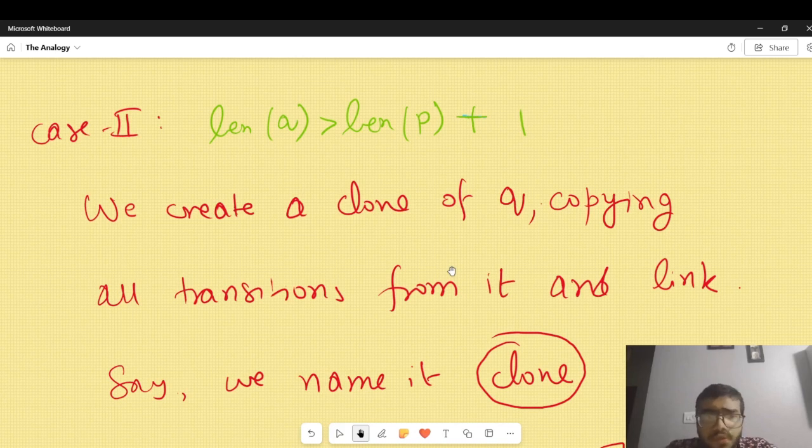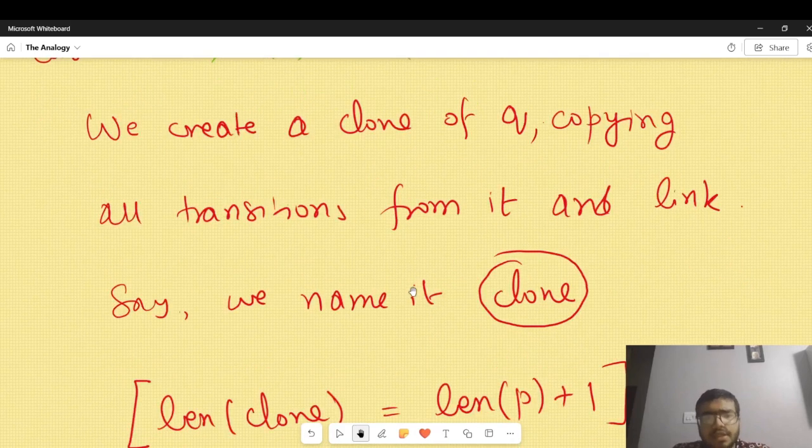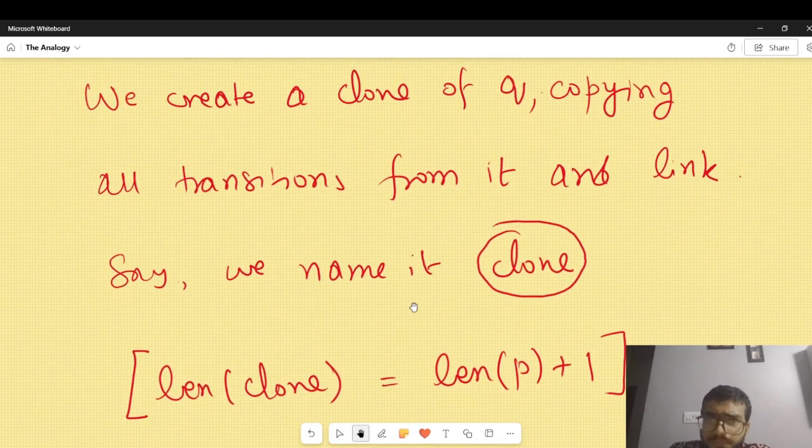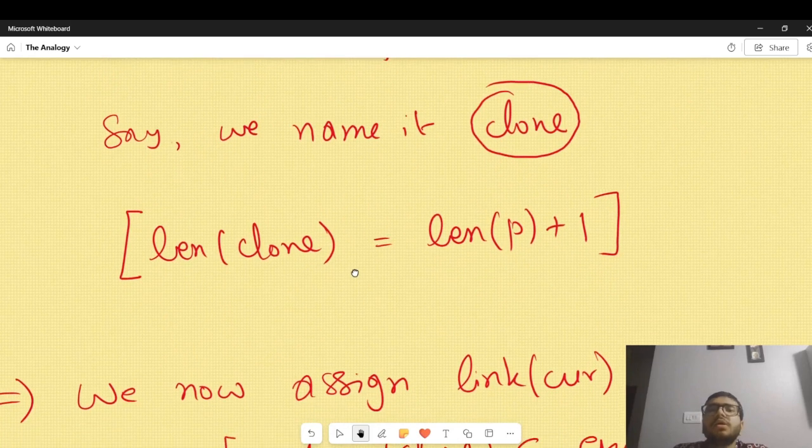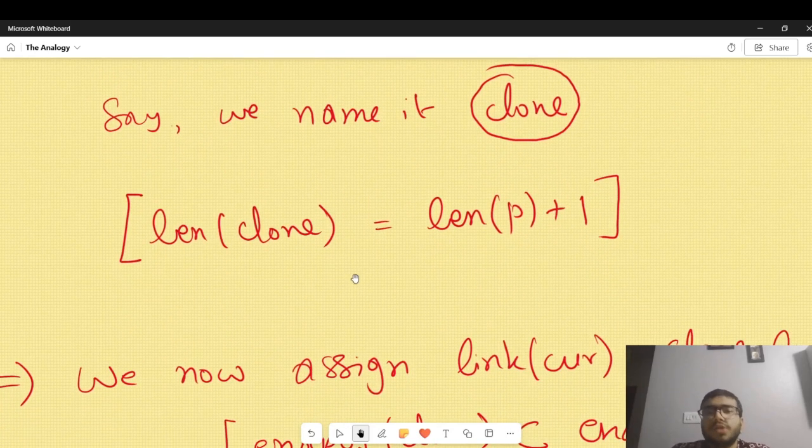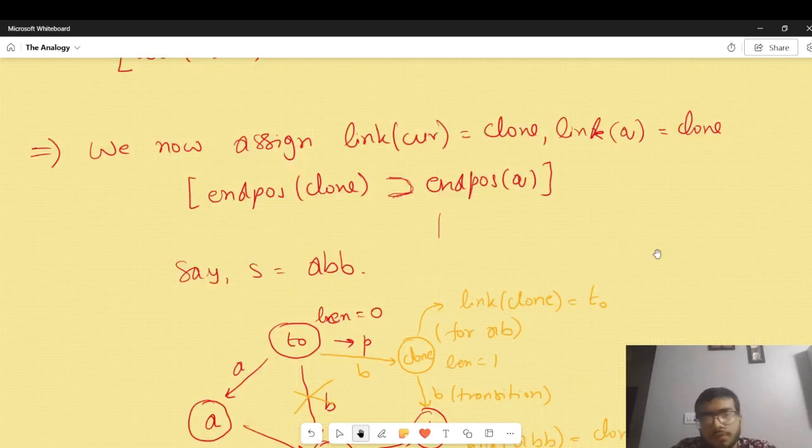So we split Q and we clone it such that only the length differs while the transitions and the links are the same. Let's name this node clone, and we define the length of clone as length P plus 1. So this is definitely the suffix link target for our state curve. Hence, link curve is clone and link Q is also clone, because Q has a suffix x plus c, but while x plus c is the longest string in clone, the endpos of Q must be a subset of the endpos of clone, as clone's longest string is a suffix of Q.